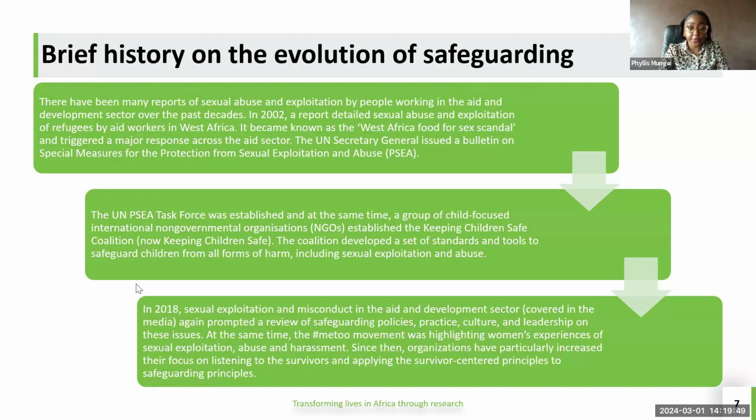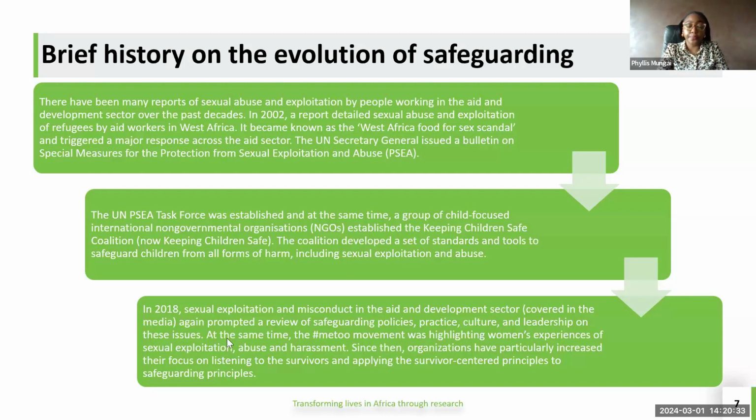Now it's known as Keeping Children Safe. The coalition came up with a set of standards and tools to safeguard children from all forms of harm, including sexual exploitation and abuse. So that was around the early 2000s. Then again in 2018, yet another scandal broke out, and it was equally as huge. The 2018 one involved sexual exploitation and misconduct that was covered in the media, and it prompted a review of safeguarding policies, practice, culture, and leadership on these issues.